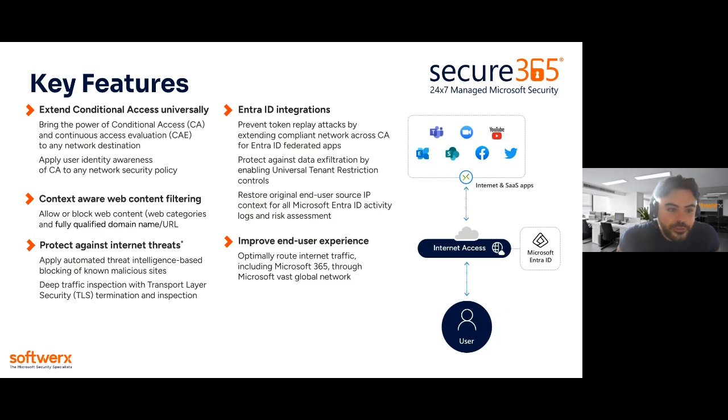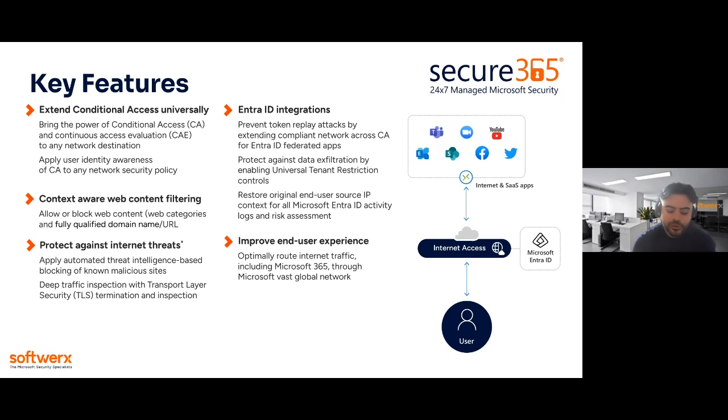So a few key features within Entra Internet Access. Again, we can extend the conditional access layers universally. I'm sure a lot of you are already using conditional access, and this just builds onto the conditional access layers that you've already got. So using that continuous access evaluation, which we'll touch on, user identity awareness, device awareness, all of that good stuff. Context aware web content filtering is a massive one. So allow or block web content, web categories, and fully qualified domain names and URLs.